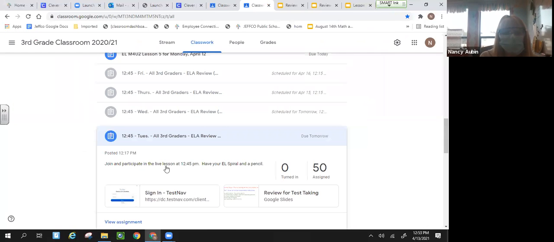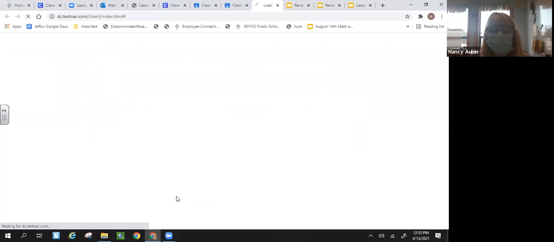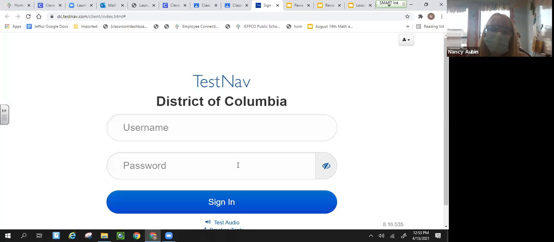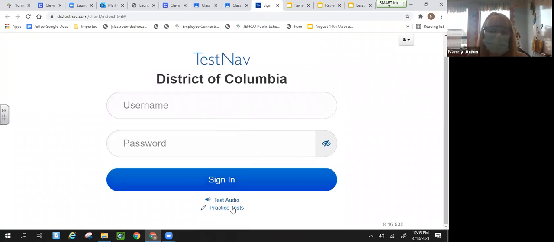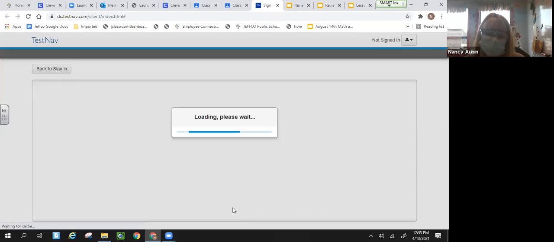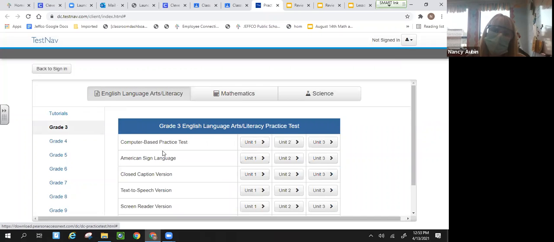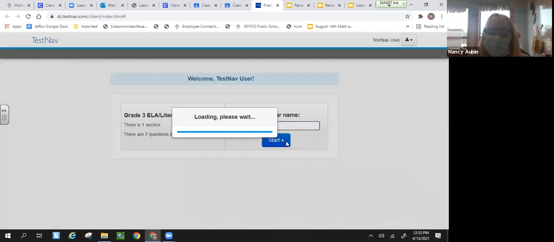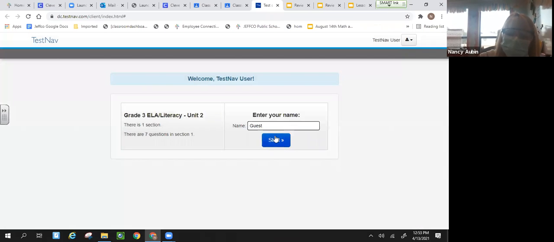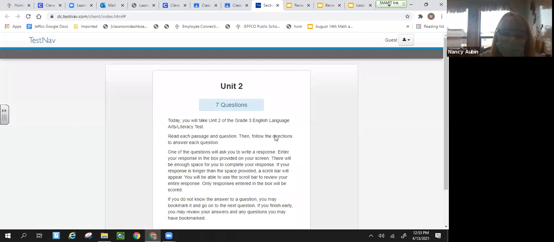So when we go to the sign into TestNav, yesterday we did the first story together about the wolves. When you click on the link, you will go to practice tests. It was under English language arts. It's already clicked. You just have to go to grade 3. And then we found that it was unit 2. We read the first one together. Remember, don't enter your name. You just hit start.